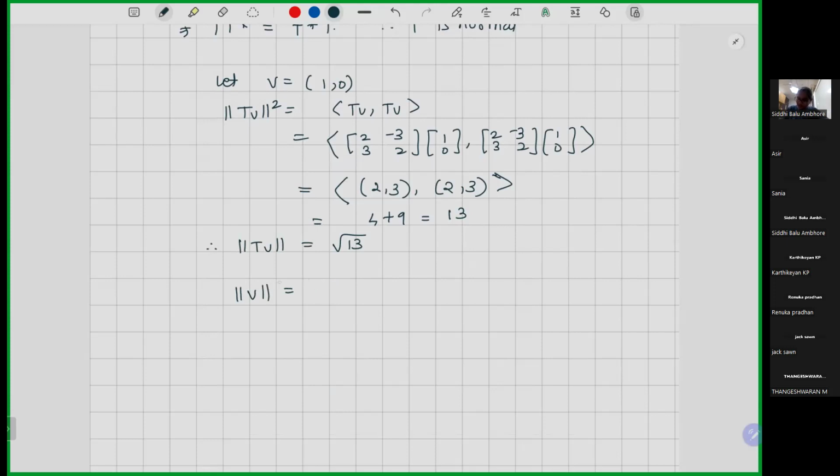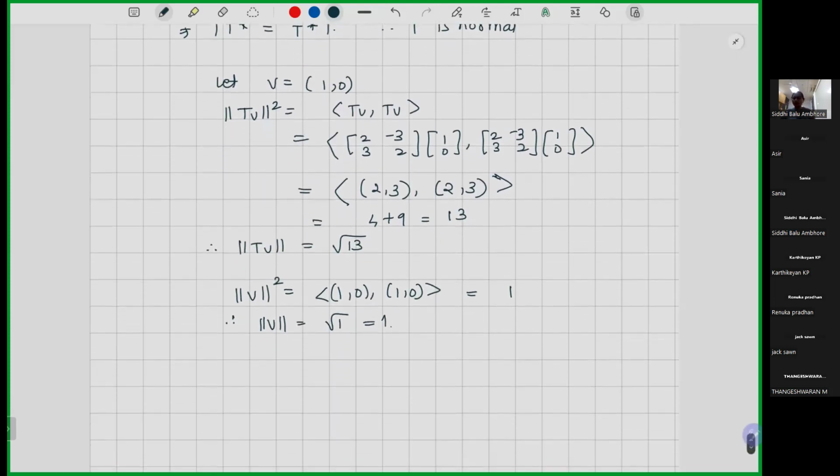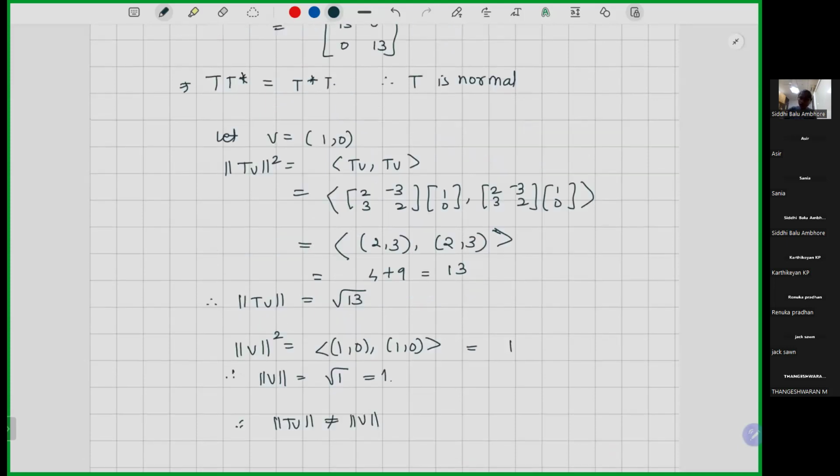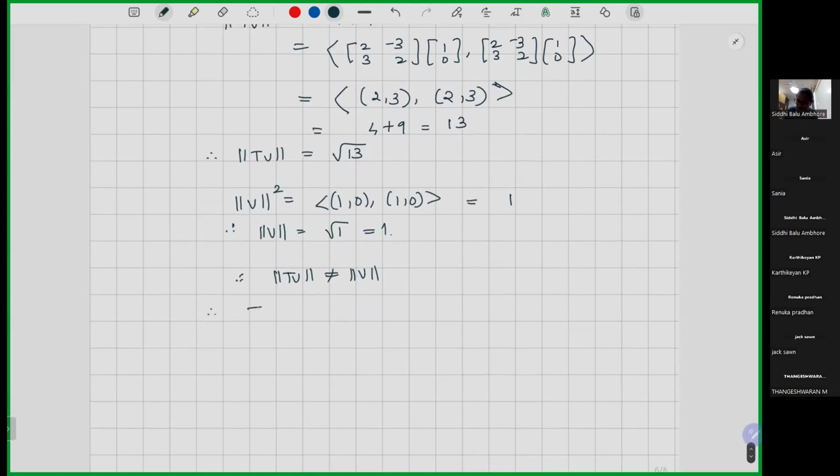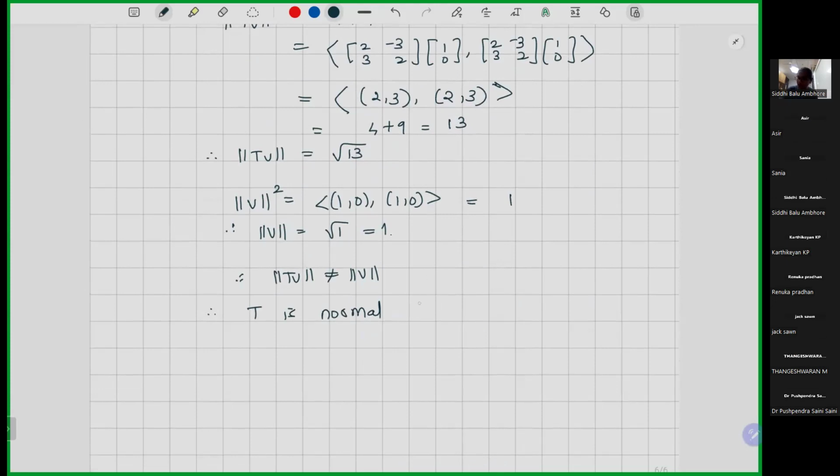The norm of V squared is 1, 0, 1, 0, which is just 1. So the norm of V is the square root of 1, which is 1. Is it okay? The norm of TV and the norm of V are quite different. Therefore, the norm of TV is not equal to the norm of V. So T being normal does not imply that the norm of TV is equal to the norm of V. So the first implication does not hold.